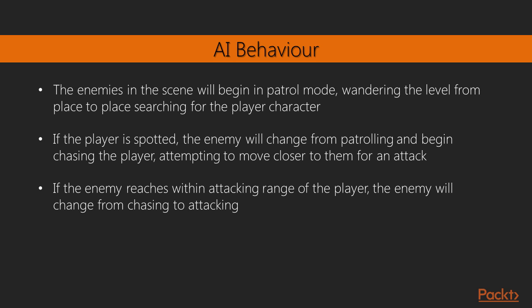If the enemy reaches within attacking range of the player, the enemy will change from chasing to attacking. If the player outruns the enemy and successfully loses them, the enemy should stop chasing and return to patrolling again, searching for the player as they were doing initially. This, in sum, describes our needed enemy AI behaviour.